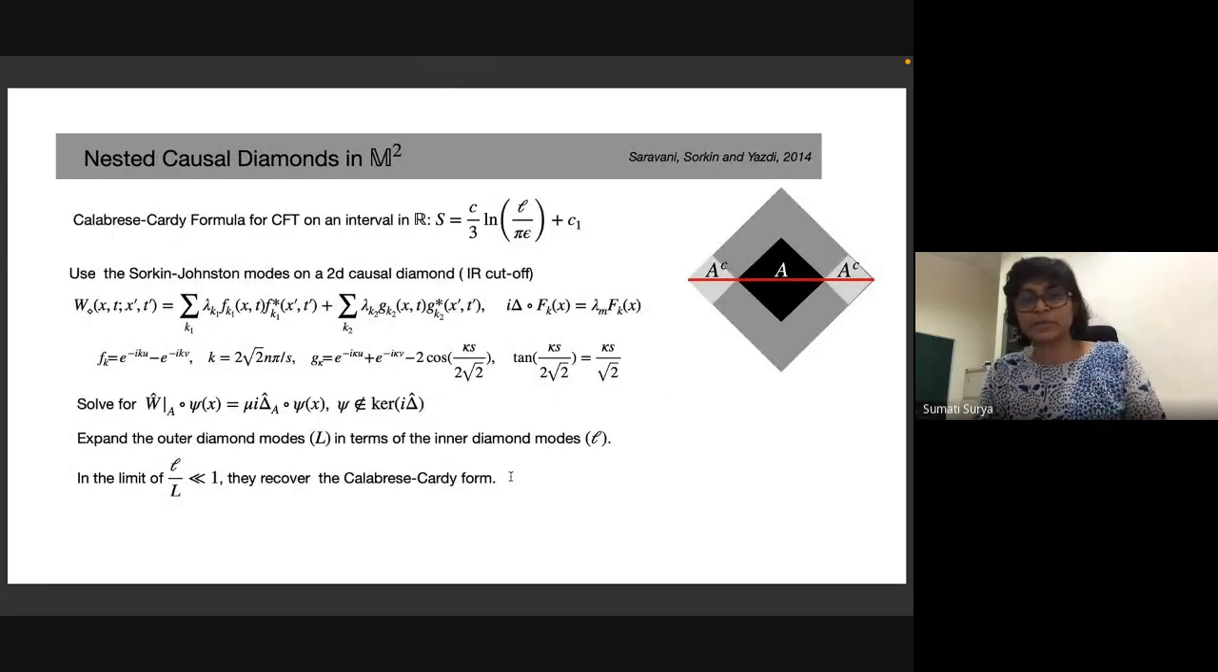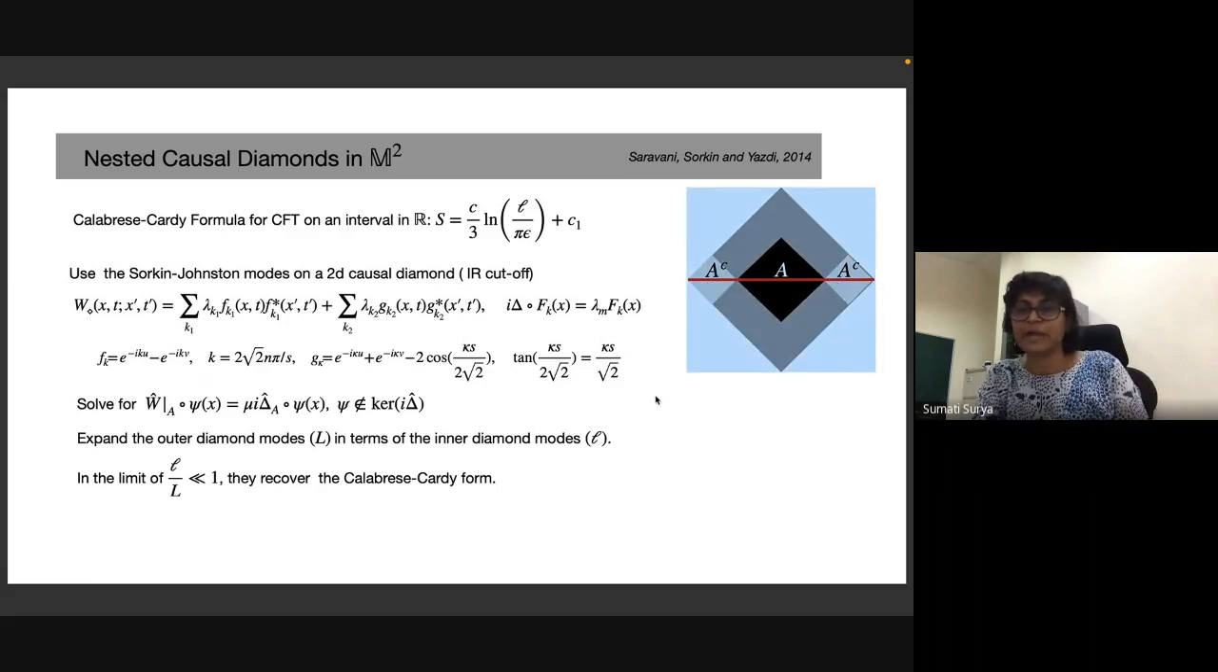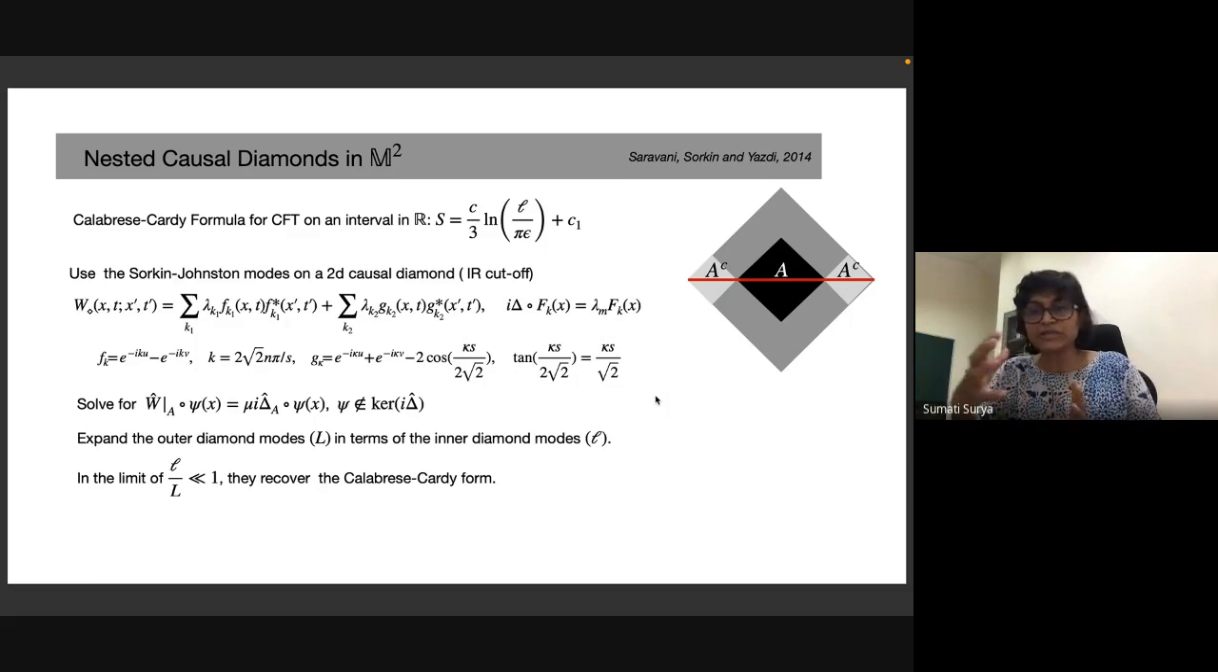So let's look at the first case that was examined by Saravani, Sorkin, and Yazdi, of checking to see whether the spacetime entanglement entropy actually gives you what you expect in known examples. So in 2D, consider the Calabrese-Cardy formula, where you have an interval and a smaller interval sitting inside the larger interval. The smaller interval is this region here, which lies inside A, along this red line. And the larger interval goes all the way from here, so it spans the entire larger diamond. What we've drawn are the domains of dependence of the smaller part of the interval, as well as the larger part of the interval. And the Cardy formula tells you that the entanglement of A with its causal complement should take this particular form.